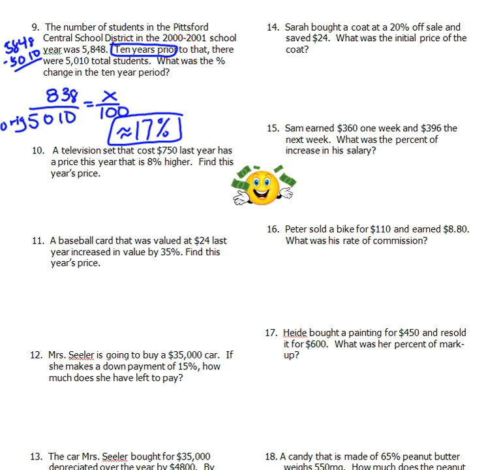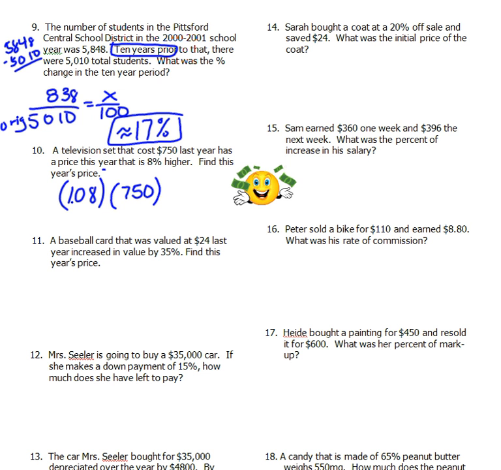Okay? All right, let's look at a quick way to do number 10. This is kind of just review. Well, you could do this a couple different ways, but the way I do this, the easiest way: a television set that cost $750 last year, this year has a price that's 8% higher. Find this year's price. So the easiest way to do that is saying that this year it's 8% higher than it was last year. Well, if you look at last year as 100%, then this year it's 108%. Or 1.08 times last year's price.